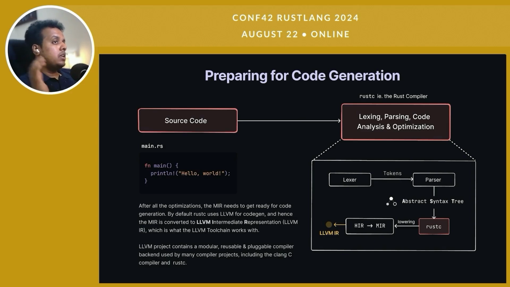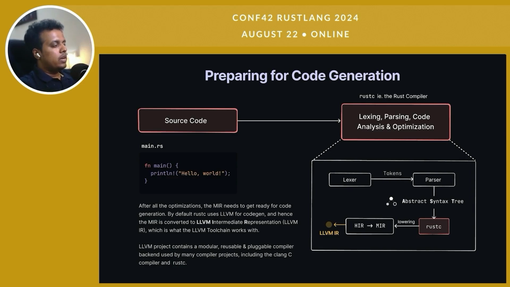Up until this point, just a quick recap: we took the lexer, gave tokens, got an AST, from the AST got an HIR and then an MIR, right? So we right now have a middle-level intermediate representation. This MIR effectively needs to get ready for the code generation step. By default, Rustc uses LLVM for codegen, right? And hence the MIR is then converted into LLVM IR, or LLVM intermediate representation.